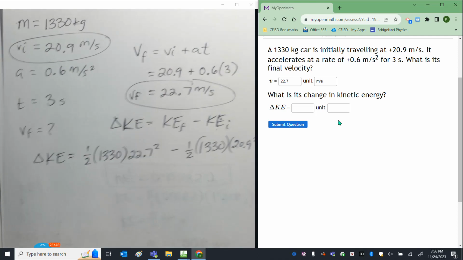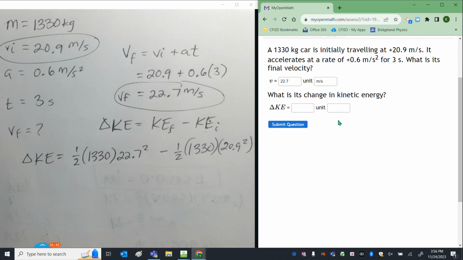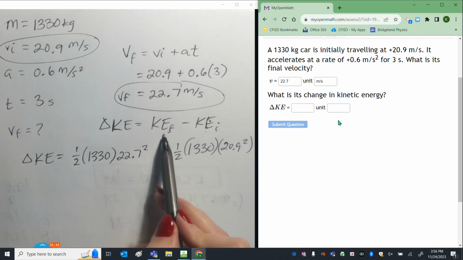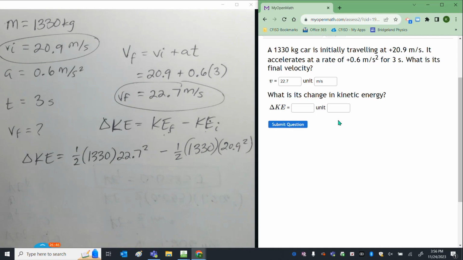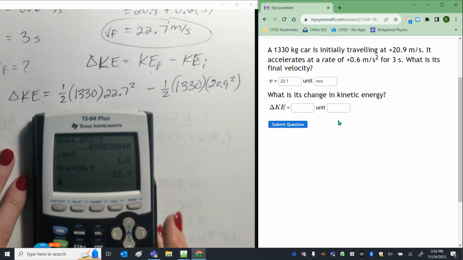Okay, so I'm just going to do it in one step. Do you have to? No. You're welcome to find this and then find this and then subtract. I was just trying to save a little bit of time. So let's see what we get when we do it this way. It should be the same thing if you do it in steps.